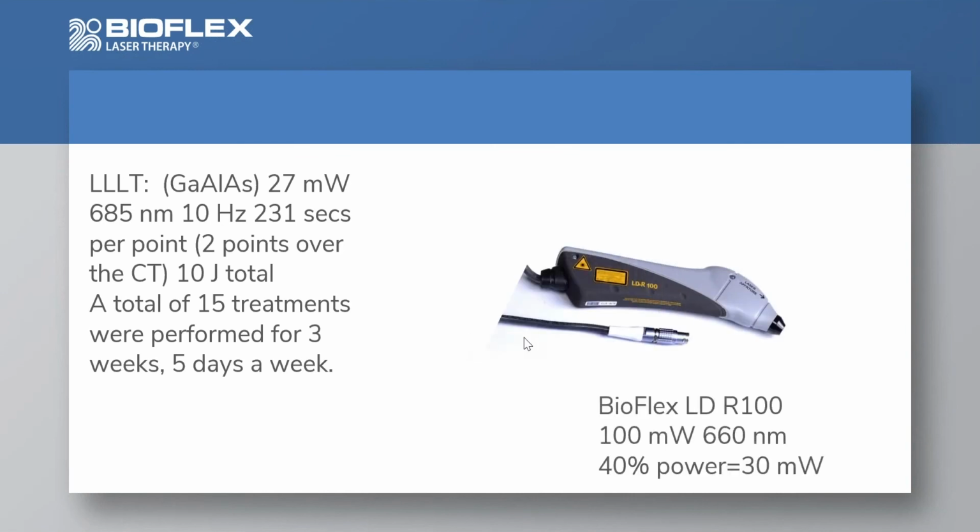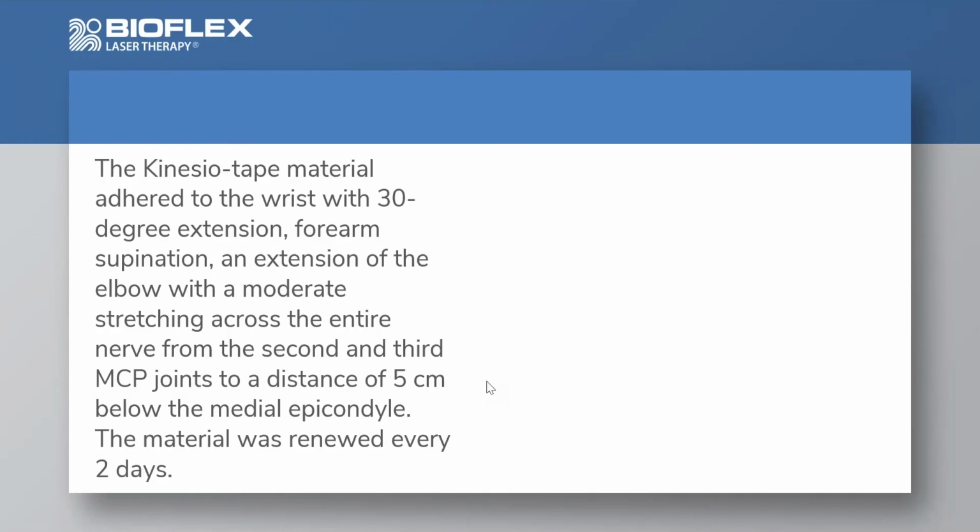Just a refresher, a reminder that we actually manufacture a red probe. It's called an LDR 100. So at 40% power, it would be roughly equivalent to what was used in this particular paper. If you don't have a red probe and you've been using BioFlex or thinking about getting one, I actually do recommend it. We find it helpful for pain because it really does a good job of saturating superficial nociceptors, but it's also, as you can see here, it can be very effective in superficial nerves as well.